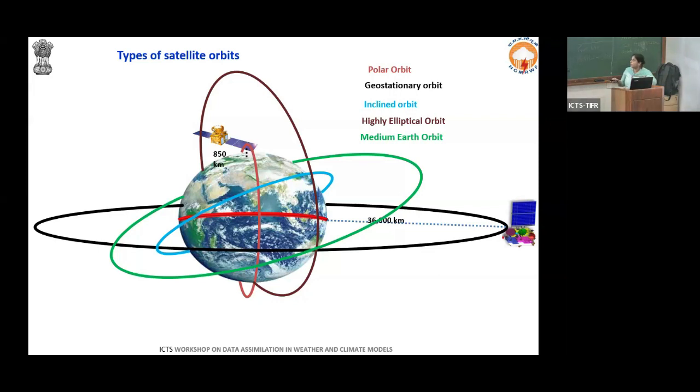So for radio occultation, the constellation of GNSS satellites is in the medium Earth orbit.